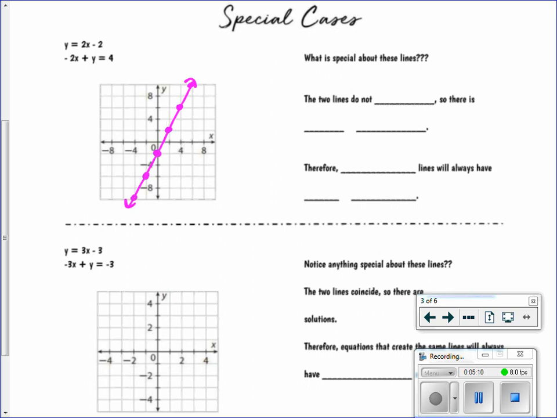Graphing the second one, getting it in slope-intercept form, what would you have to do? Subtract 2x. I mean, add 2x. So y equals a positive 2x plus 4. What do you notice about these two lines? They are parallel. How do you know from the equation that they're parallel? Same slope. Okay. So they do not do what? They don't intersect. So they're parallel.